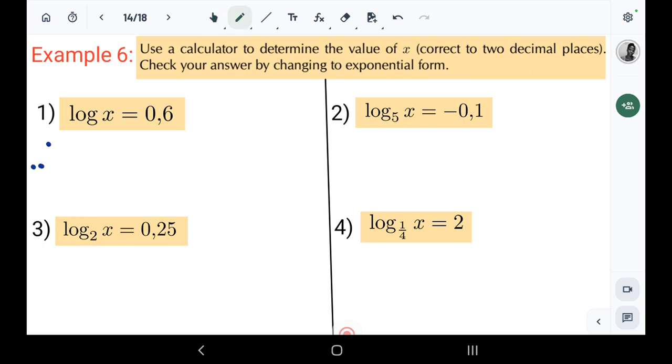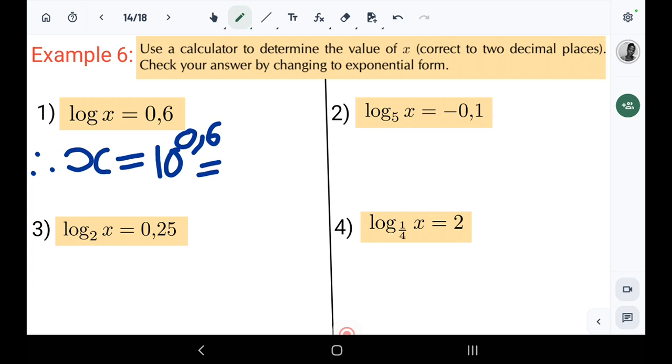Step number 1, change to exponential form. The log of x equals 0.6. Notice that the base is not specified in this case, so you can assume it equals 10. Therefore, the number x equals 10, which is the base, to the power of 0.6.